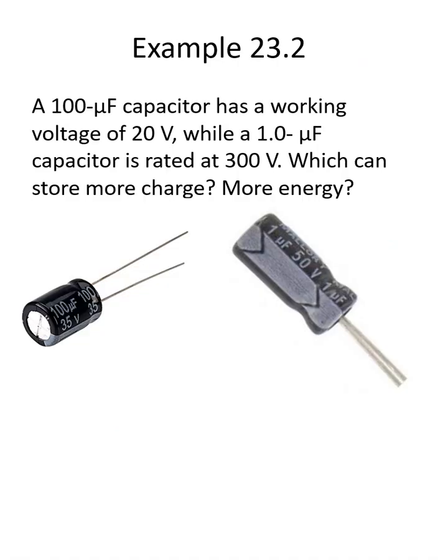So let's look at it. This is example 23.2 in the book. It says a 100 microfarad capacitor has a working voltage of 20 volts. That means that's as high a voltage as you're allowed to put through it. While a 1 microfarad capacitor is rated at 300 volts. Which can store more charge? Which can store more energy?